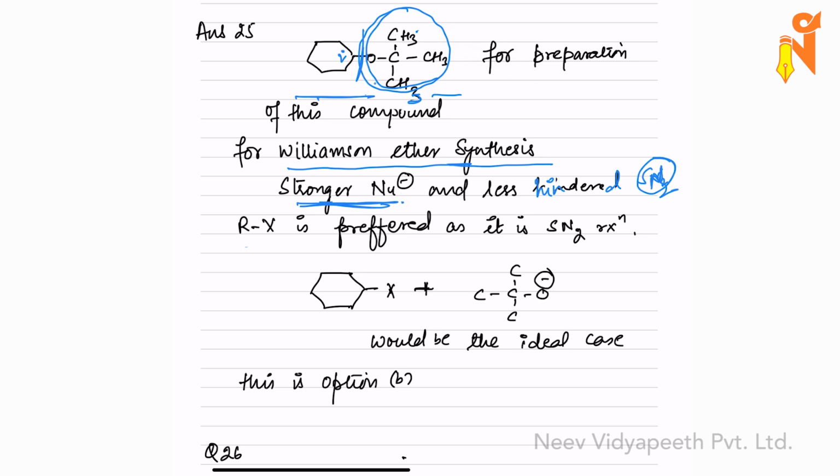So if I break this molecule into two parts to identify which part is the haloalkane part and which part is the base part, what I understand is the 3 degree part should be the base part because it will make the stronger nucleophile, and the 2 degree part should be the haloalkane part because that will be a less hindered haloalkane. So in that case, cyclohexane with X as the haloalkane and tert-butoxide as my base will be the ideal case to form this particular compound. And which option is this? This is your option number B. Now come to question number 26.